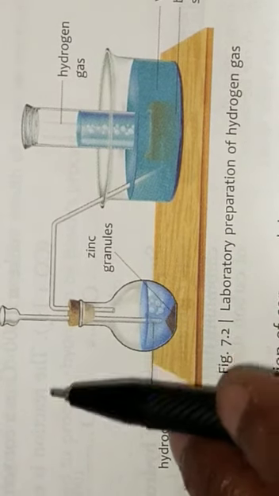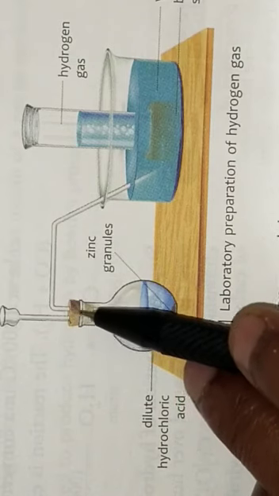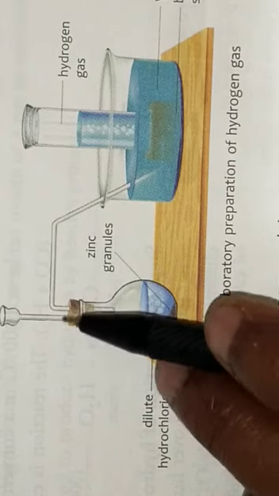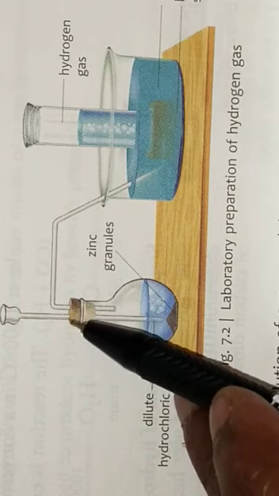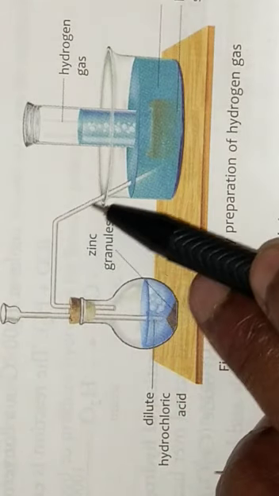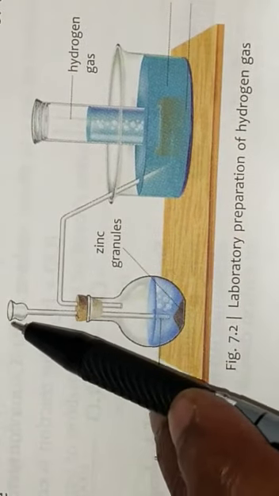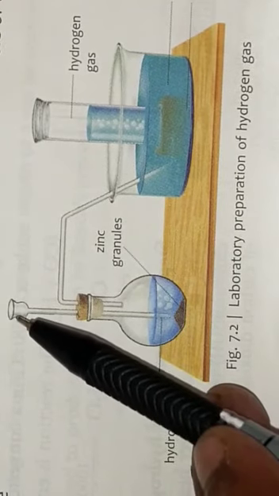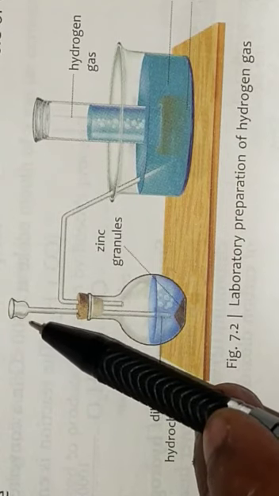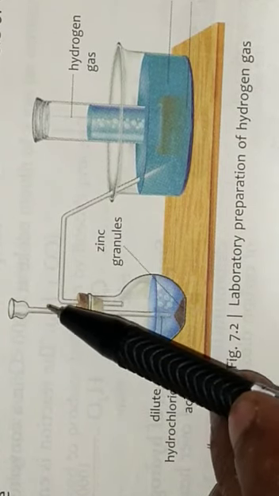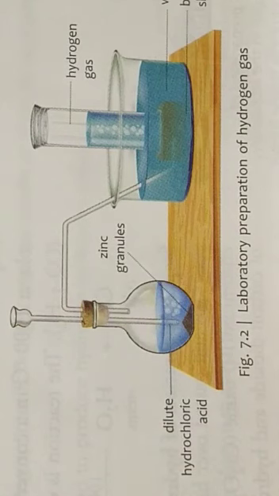We have fixed a cork here which has two holes in the mouth. We fix a thistle funnel here, and in the other hole we fix a delivery tube. Hydrochloric acid is added with the help of this thistle funnel. You can see this is the thistle funnel. Hydrochloric acid is added through this thistle funnel on this granulated zinc.